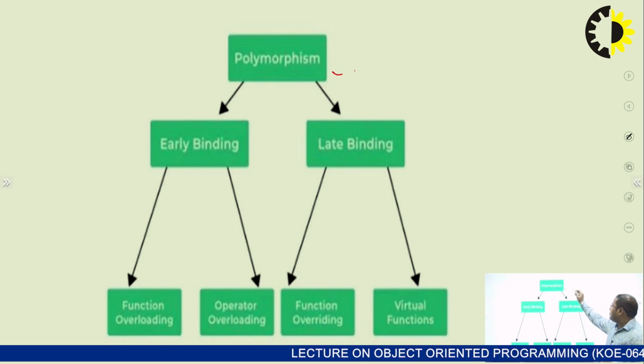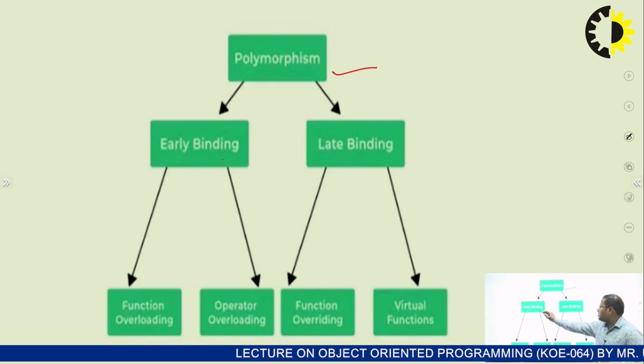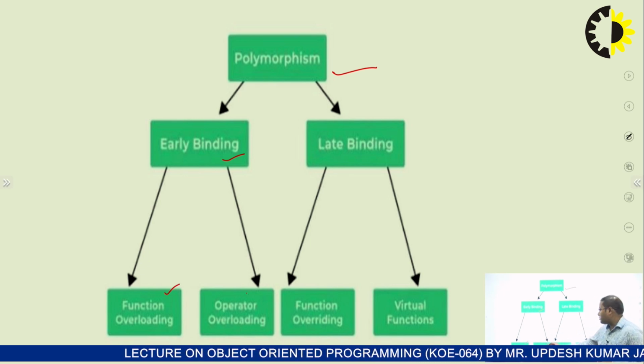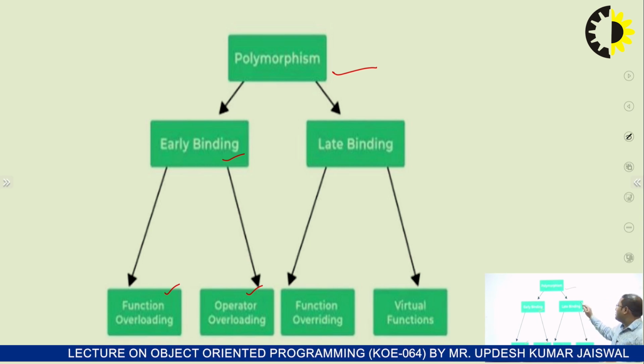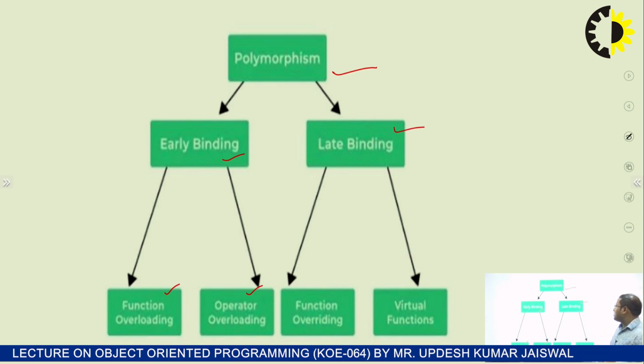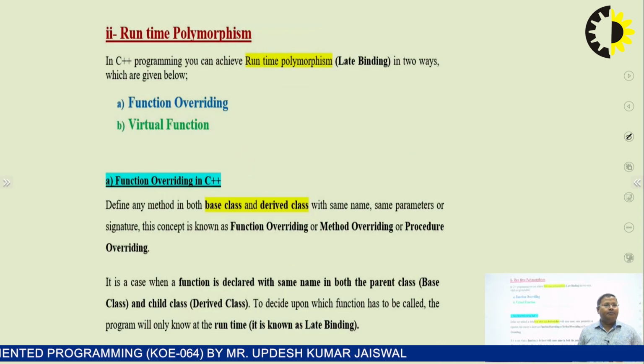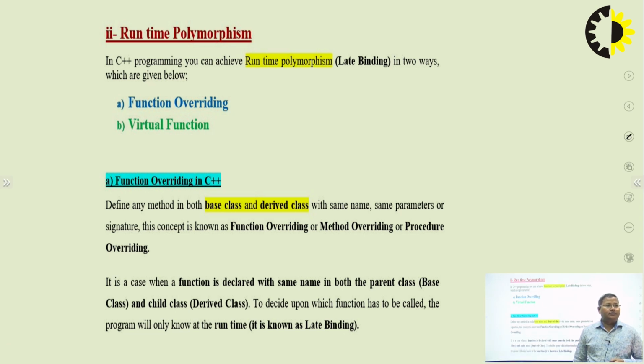Okay, polymorphism is of two types. One that occurs due to early binding, and function overloading and operator overloading are examples of this. And polymorphism which can occur by late binding, function overriding and virtual function, I already told. So now runtime polymorphism. In C++ programming, we can achieve runtime polymorphism by using the concept of late binding, and it can be done in two different ways: function overriding and virtual function.